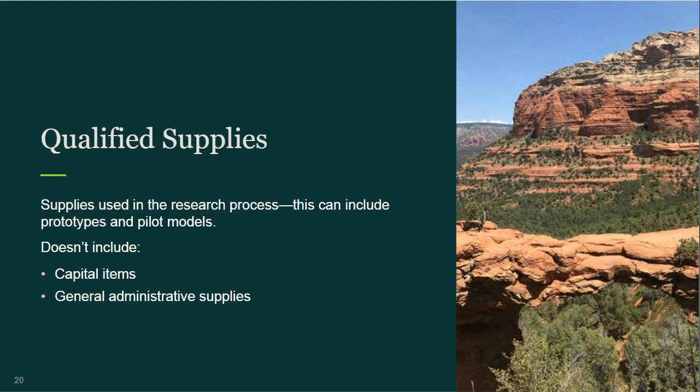Qualified supplies. This is typically larger in construction and manufacturing companies, not as much in technology. Supplies are used in the research process. They do not have to be destroyed or consumed, although the IRS really likes when they are, but typically they are not, is what we see. And it can include prototypes and pilot models. And a key here is that the prototype can become the commercial production model. It just has to still have uncertainty until it's fully tested and built, fabricated.